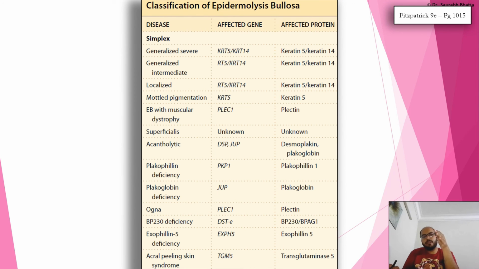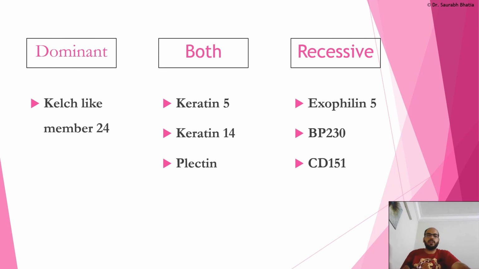Now these are the different subtypes which we have just gone through: generalized severe, intermediate, localized. These are the major subtypes, and then you have the minor or rarer subtypes. Now we'll be discussing how to remember these subtypes, or at least their names. Remember that the most common mutation in EBS is in keratin 5 and 14. Keratin 5 and 14 can be dominant, recessive, and even sporadic.